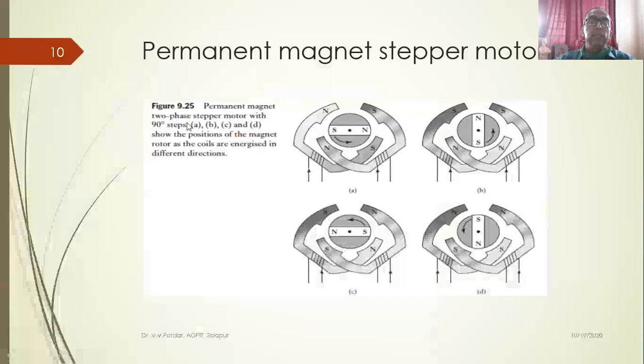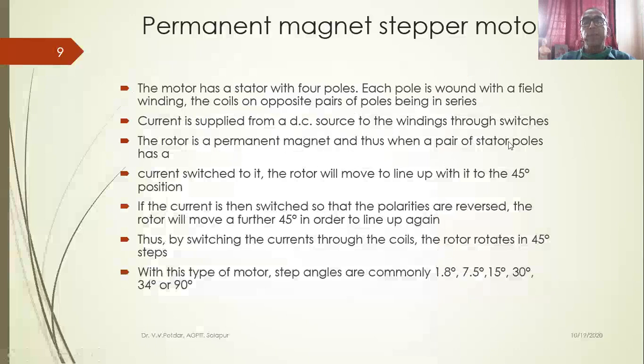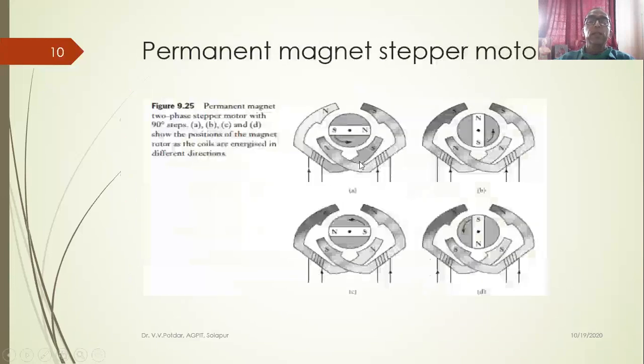The rotor is a permanent magnet, and thus when a pair of stator poles has a current switched to it, the rotor will move to line up with it at the 45-degree position. The rotor will try to align itself at a 45-degree angular position. So when this south pole comes in line with this north pole, and this north pole comes in line with this south pole, the angle made by the rotor will be 45 degrees.